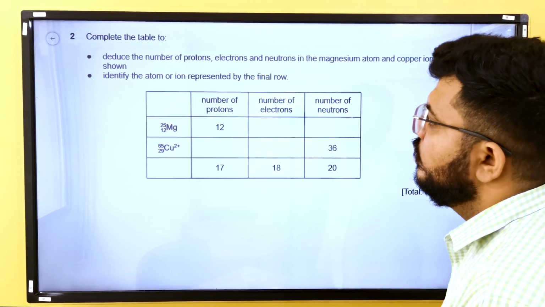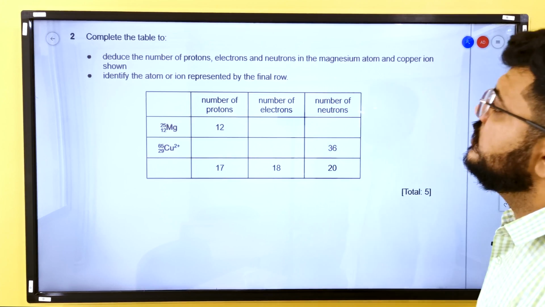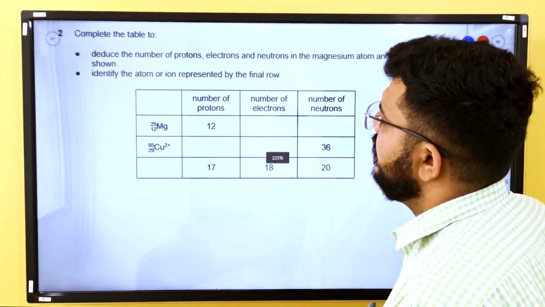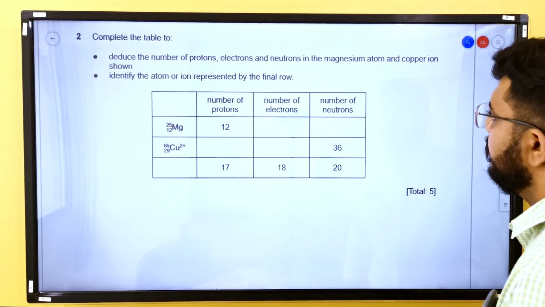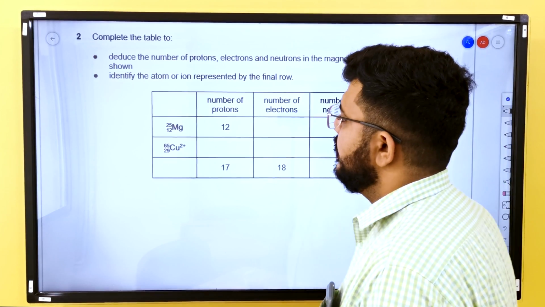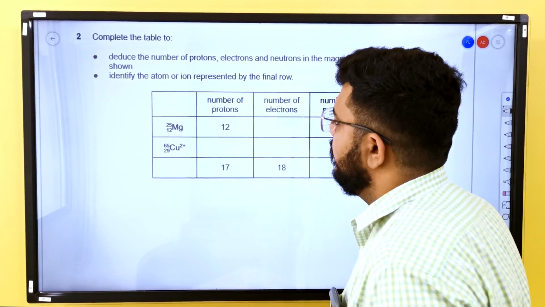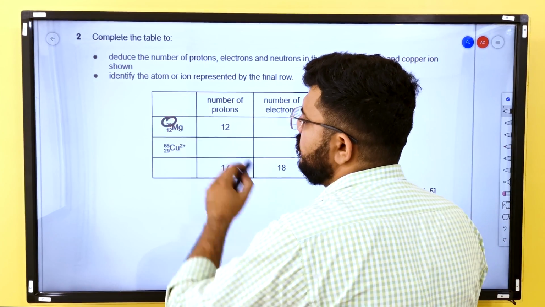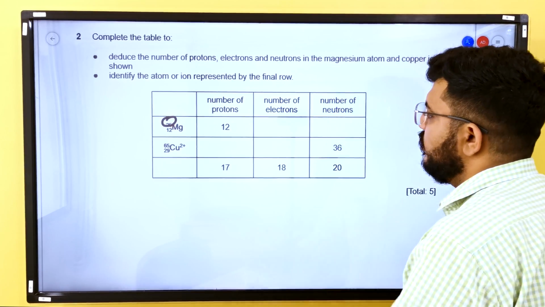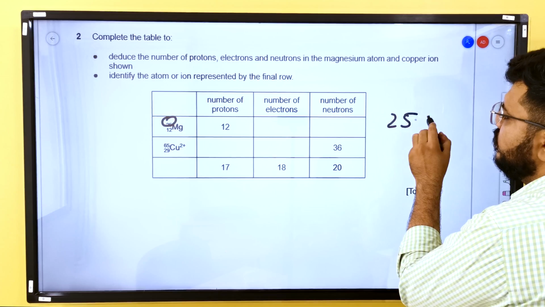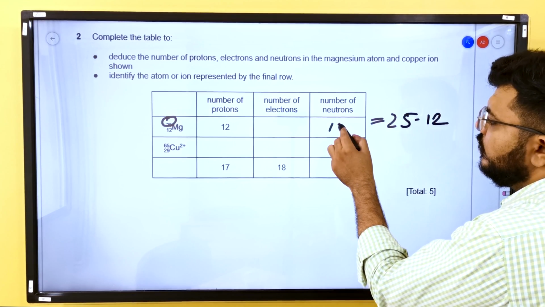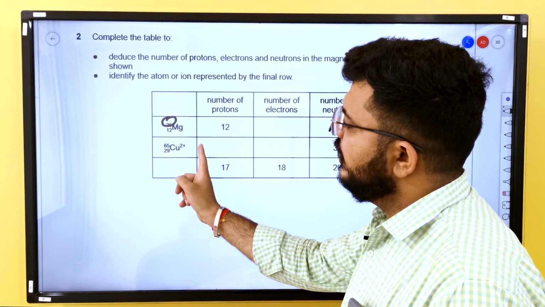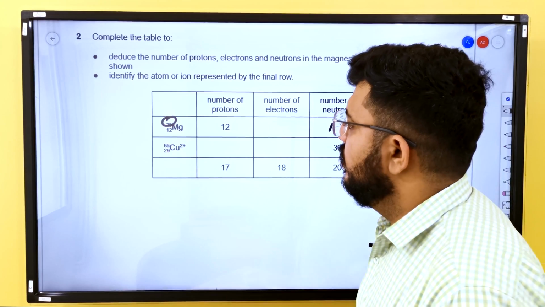Complete the table to deduce the number of protons, electrons and neutrons in the magnesium atom and copper ion shown. Identify the atom or ion represented by the final row. Okay, let's see. So Mg 25 and 12. If it has 12 protons and 25 nucleons, right? This top part is the number of nucleons. If 25 is the number of nucleons, then 25 minus 12 will be the number of neutrons, which is equal to 13. Okay. Now if copper is 2 plus, right, and it contains 29 protons, the number below is protons.